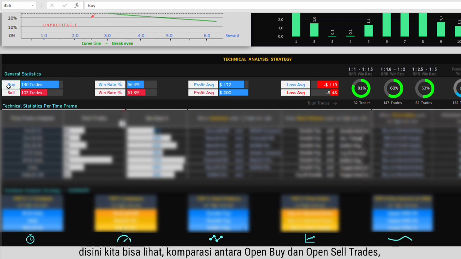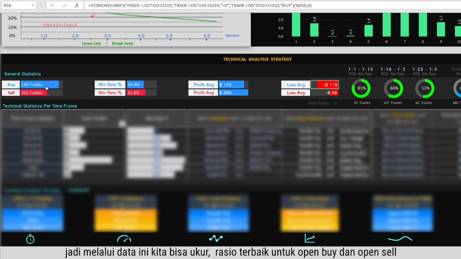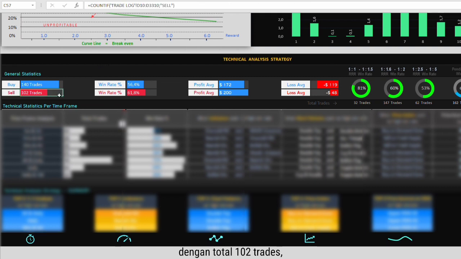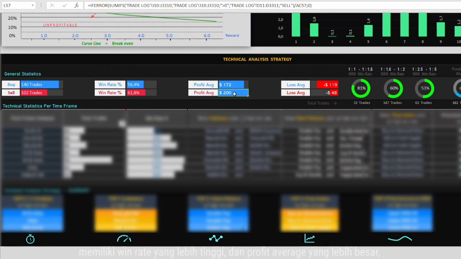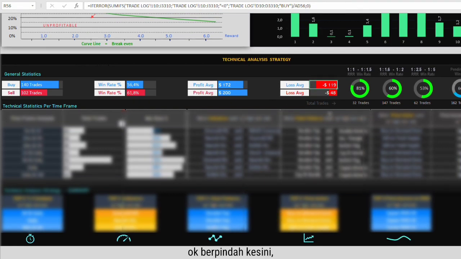Here we can see the comparison between open buy and open sell trades, starting from the total trades, the win rate, and the profit average and loss average. With this data we can measure the best ratio for open buy and open sell. As shown here, I can say that open sell has a better ratio, with a total of 102 trades, a slightly higher win rate and a larger profit average, and a fairly small loss average compared to open buy.